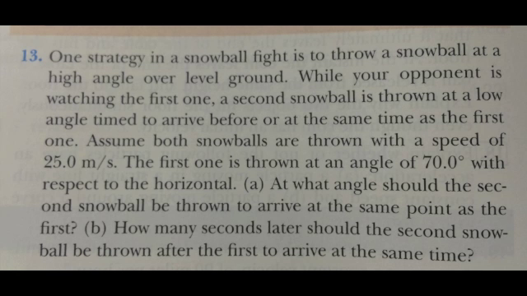Assume both snowballs are thrown with a speed of 25 meters per second. The first one is thrown at an angle of 70.0 degrees with respect to the horizontal. A. At what angle should the second snowball be thrown to arrive at the same point as the first? B. How many seconds later should the second snowball be thrown after the first one to arrive at the same time?